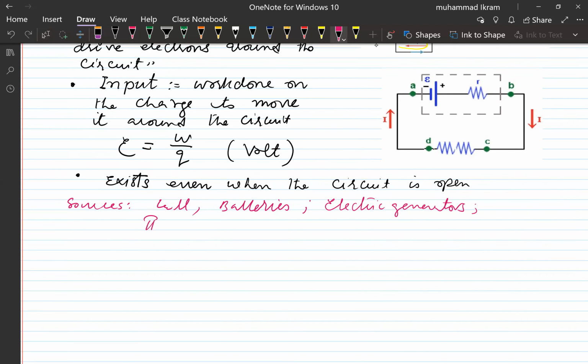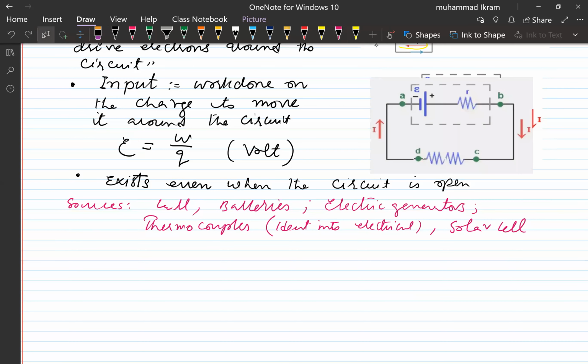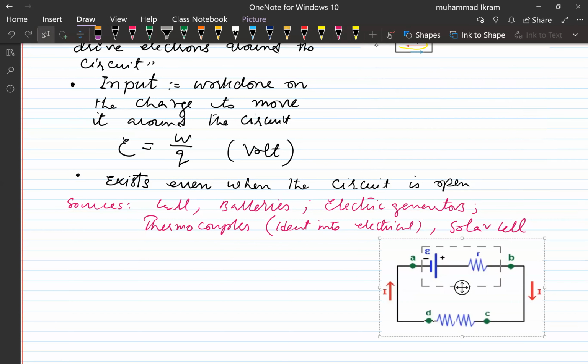And we have the thermocouples also, and thermocouples convert heat energy into electrical energy. We will explain all these at their appropriate places. And then we have the solar cells, or radiant solar cells, which convert light energy into electrical energy. So these are all about the sources of the EMF.